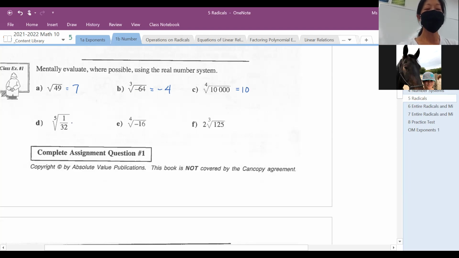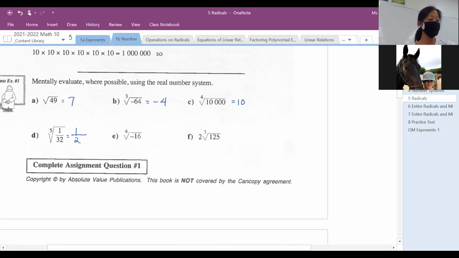Okay. The 5th root of 1 over 32. Well, let's break this down. We could actually do them separately. What's the 5th root of 1? Simply 1, because 1 to the 5th, 1 times 1 times 1 times 1 times 1, is 1. Okay, what's the 5th root of 32? What times itself 5 times is 32? 2. So the 5th root of 1 over 32 is 1/2. Okay, Wyatt, do you have your pencil? Take some notes, write these down.